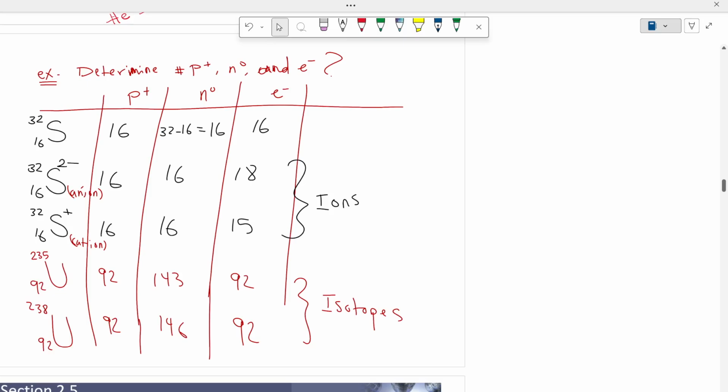Check this example here. Determine the number of protons, neutrons, and electrons for each of these. Sulfur 16 32, sulfur 16 32 minus 2, and so on. Number of protons in the first one, which is sulfur 16 32, is 16. And this is neutral. We don't have anything written here in the upper right corner. So it contains again 16 electrons, while the neutrons is 32 minus 16, which is 16.